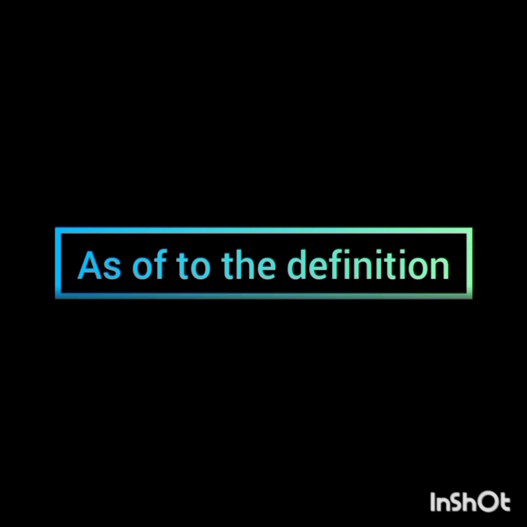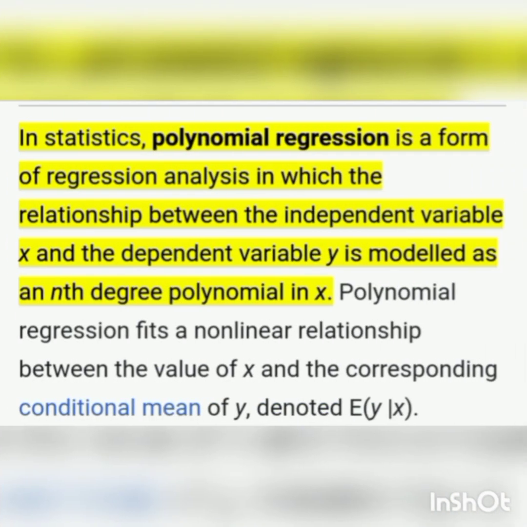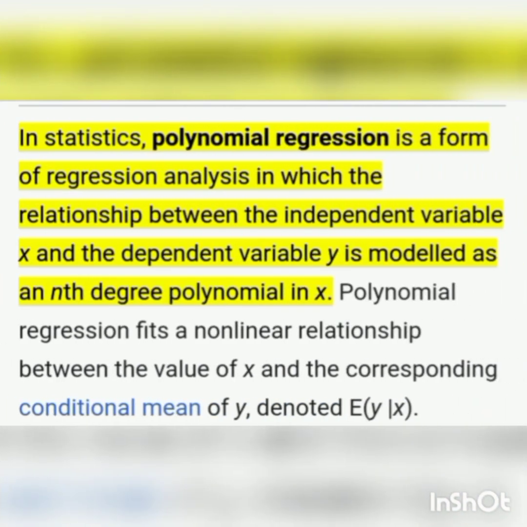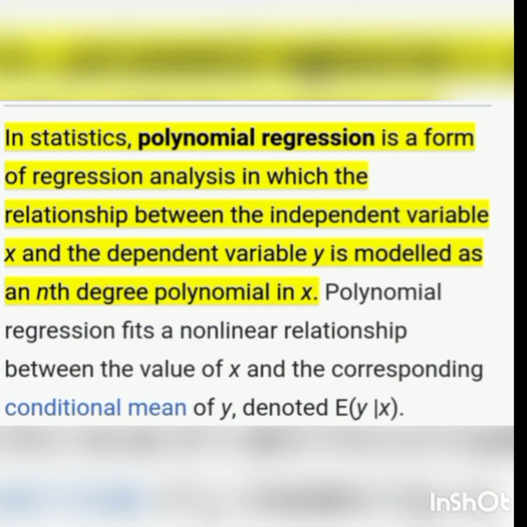As per the definition, in statistics, polynomial regression is a form of regression analysis in which the relationship between the independent variable x and the dependent variable y is modeled as an n-degree polynomial in x, where n refers to the degree of the polynomial equation. Polynomial regression fits a nonlinear relationship between values of x and the corresponding y.